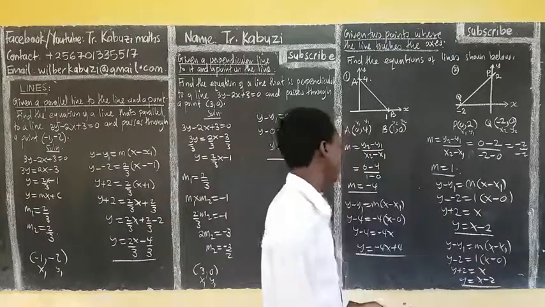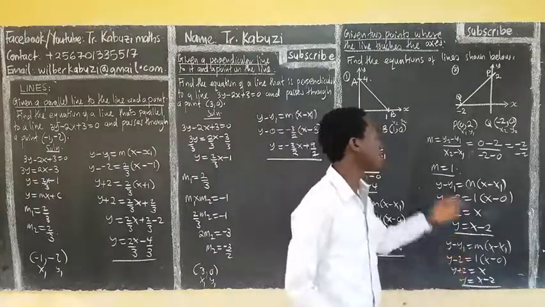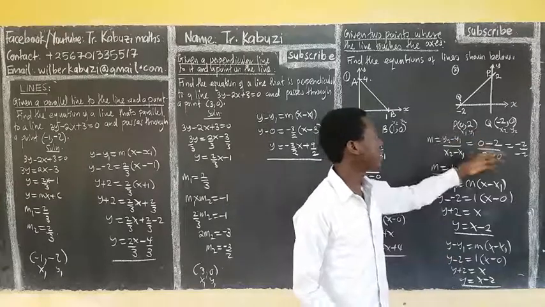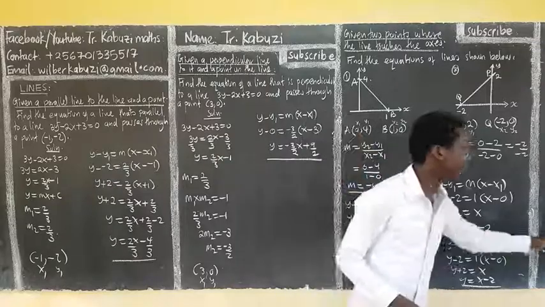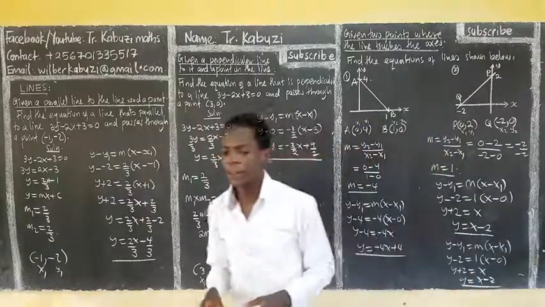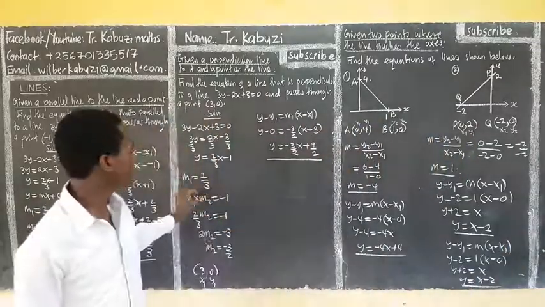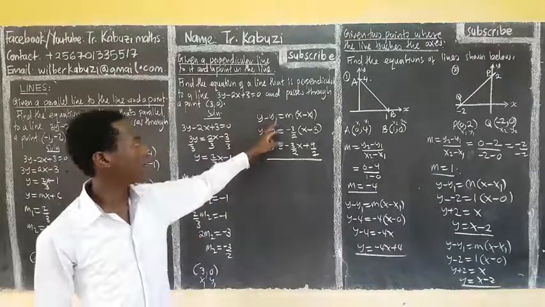As simple as that. All of them are giving us the same answer. So either use this point or this, all of them will give you the same answer. So that's it, members. I wish you the best. It's very easy to get the equation of a line using this form.